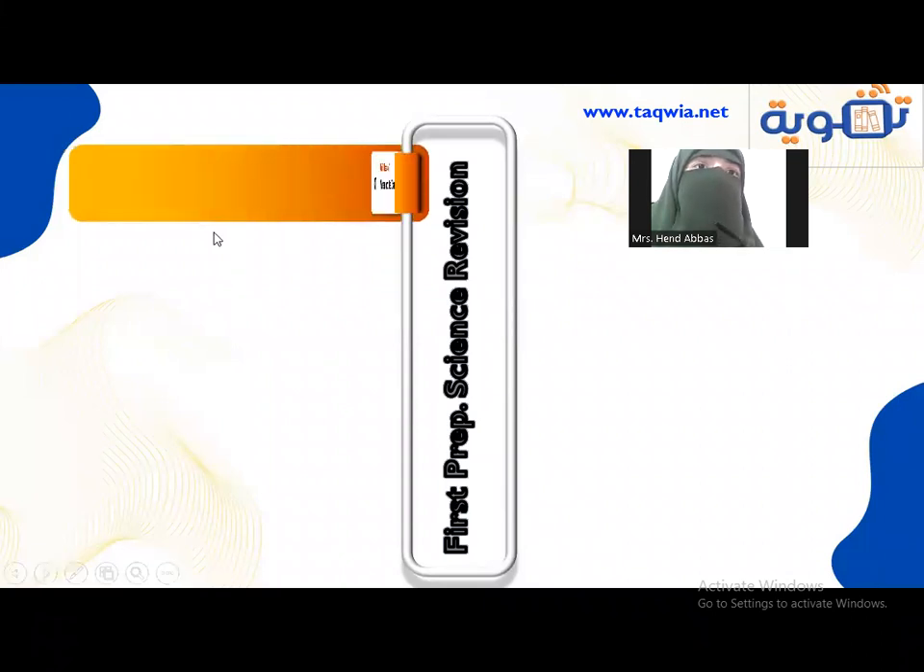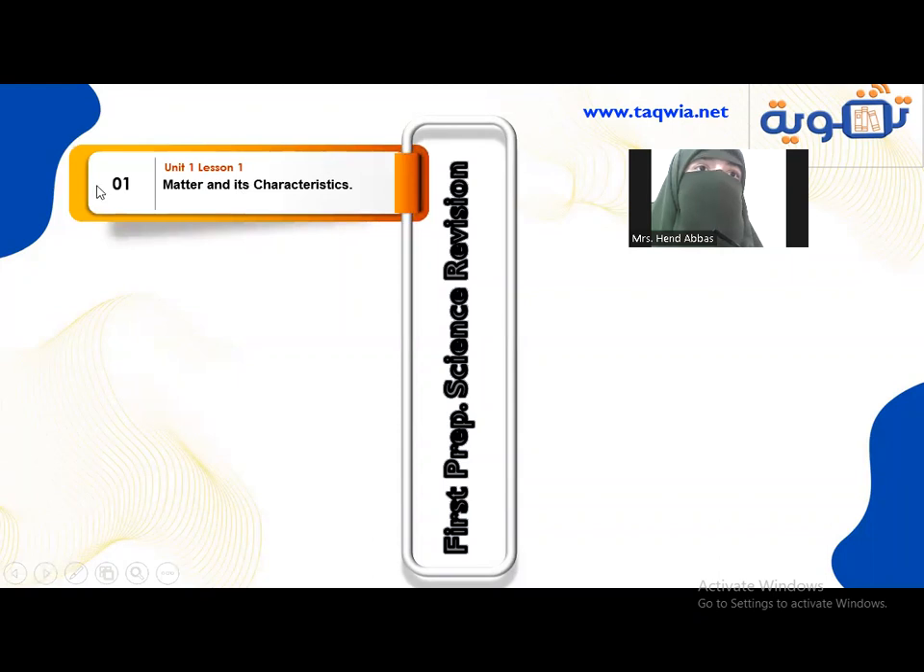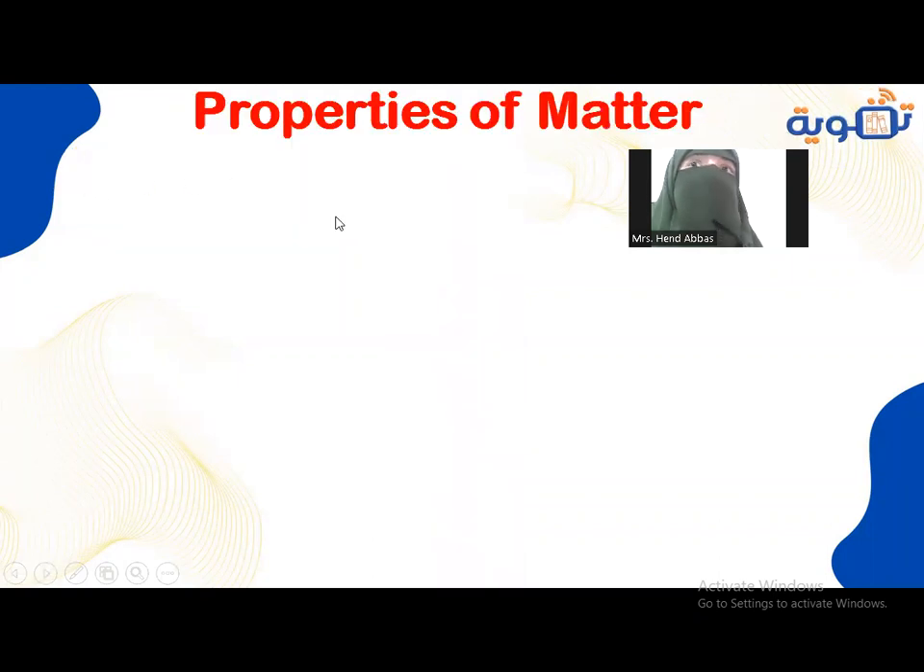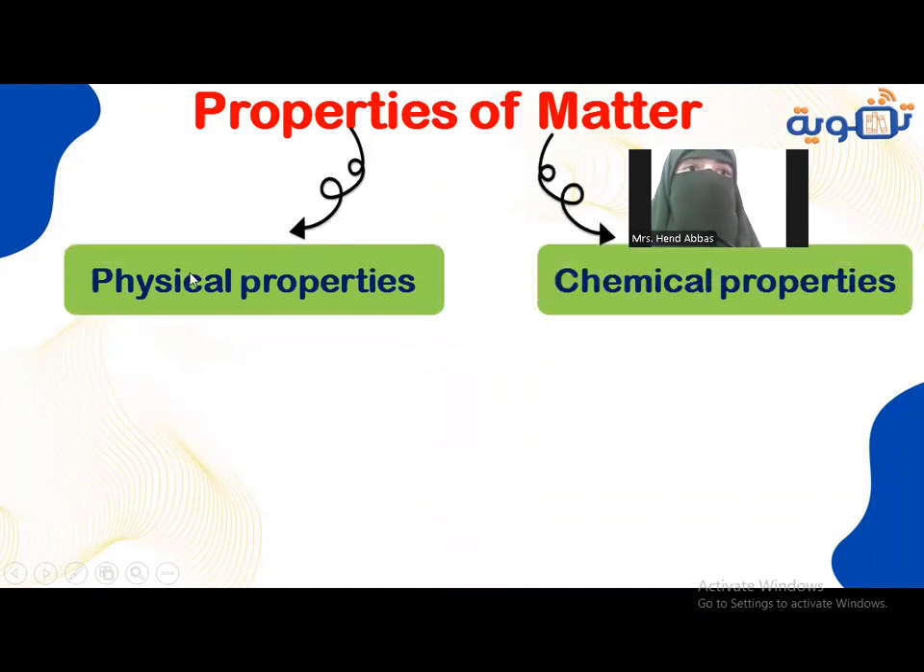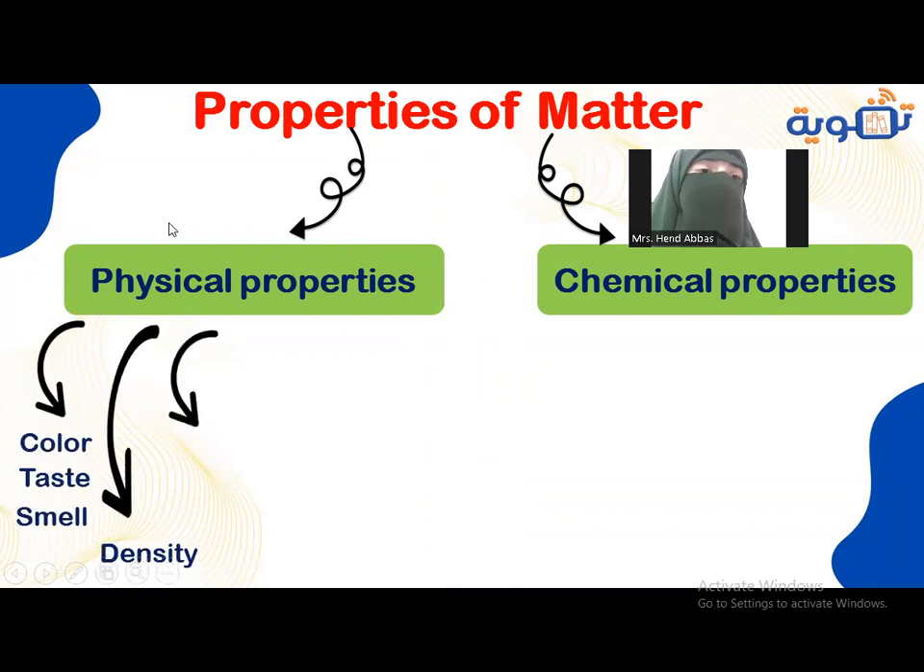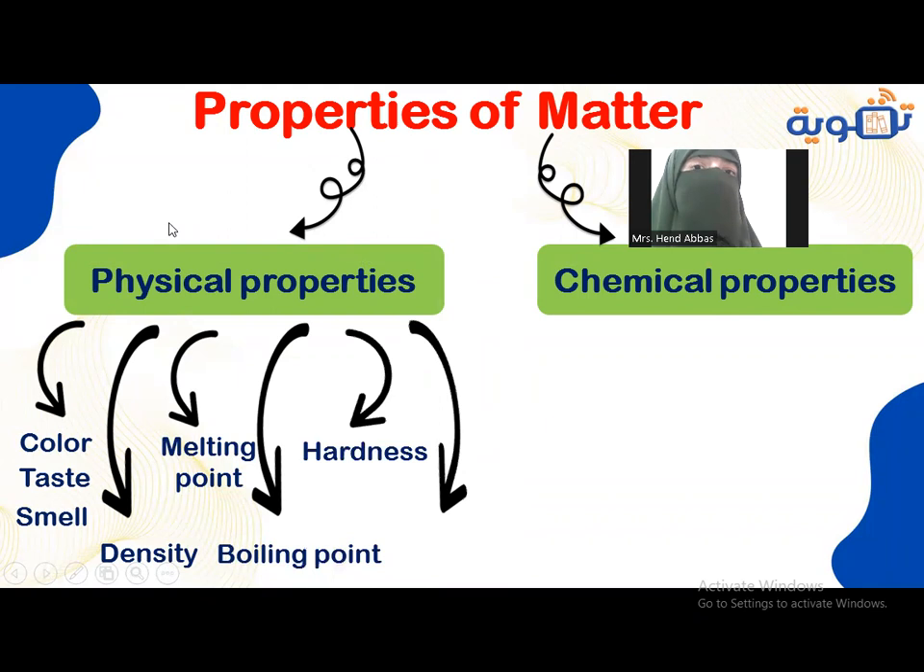Okay, let's start with lesson 1. Unit 1, lesson 1, matter and its characteristics. Any matter has properties. Those properties are chemical properties and physical properties. Physical properties like what? Color, taste, smell, density, melting point, boiling point, hardness, electric conduction, and thermal conduction.